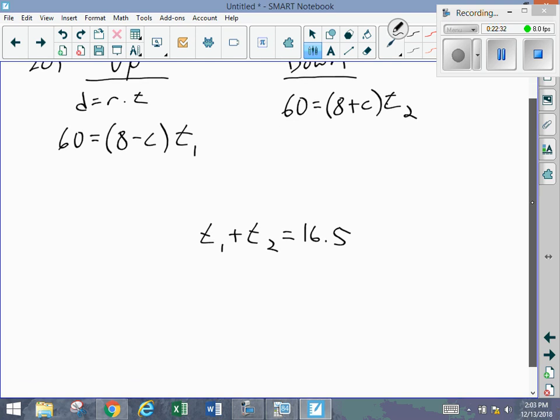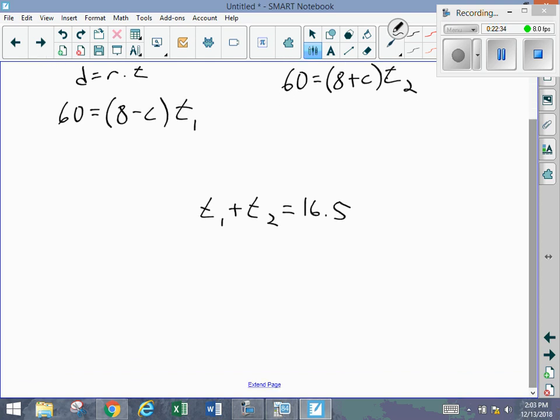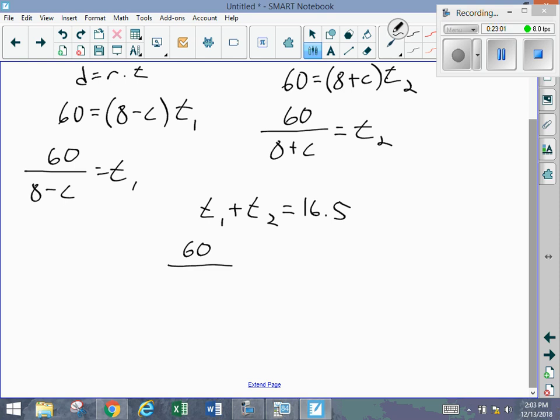So the next thing we've got to do is solve each one of these for t and then plug them into the equation that I just wrote. How do we solve this one for t? We're going to divide both sides by 8 minus c. Doing the same thing over here, dividing both sides by 8 plus c, we get what t2 is. Now let's plug those in. 60 over 8 minus c, plus, what's t2? 60 over 8 plus c.